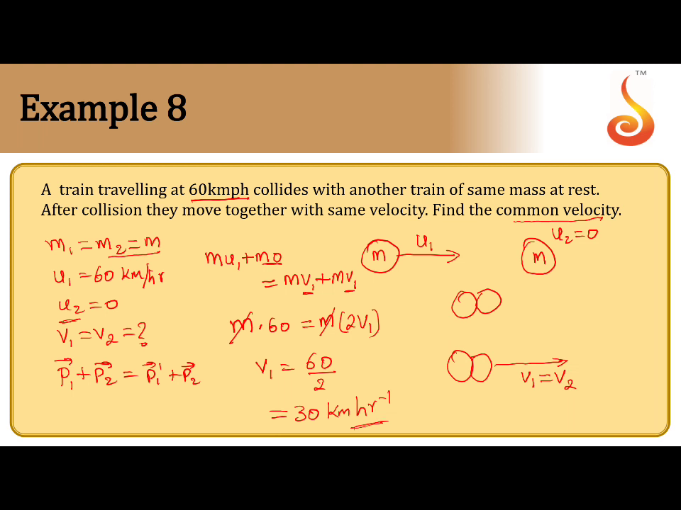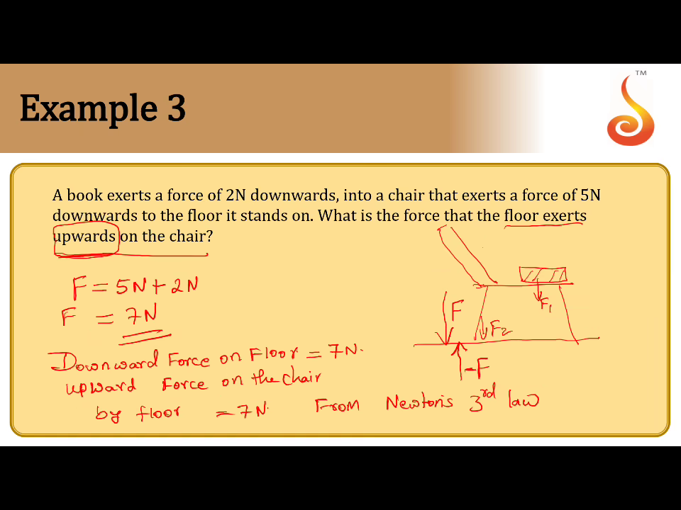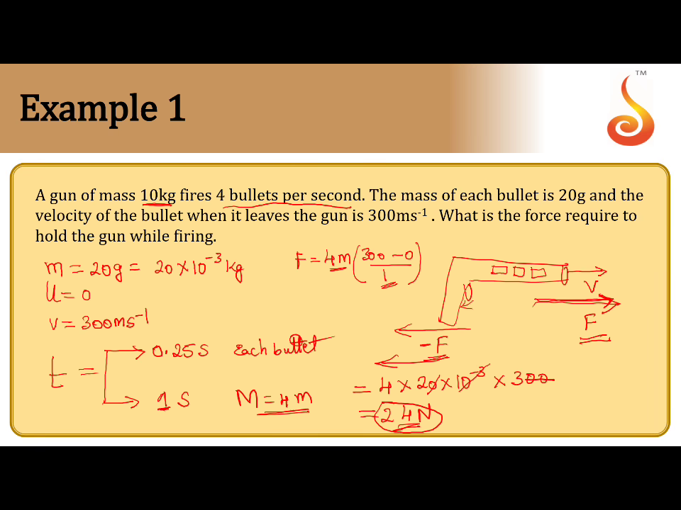So let's have a quick recap of the problems that we have solved today. We started with the first problem. A gun of mass 10 kg fires 4 bullets per second. The mass of each bullet is equal to 20 gram and the velocity of the bullet when it leaves the gun is 300 meter per second. What is the force required to hold the gun while firing?